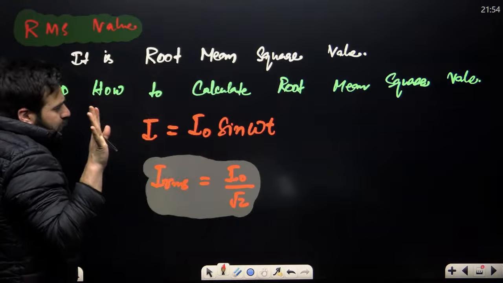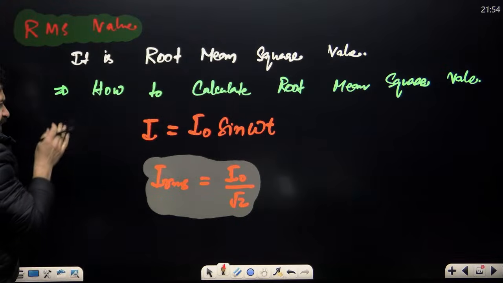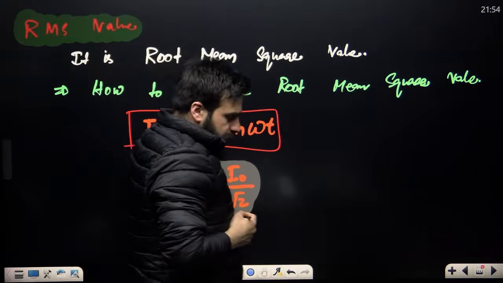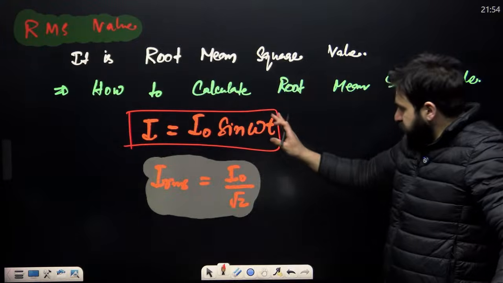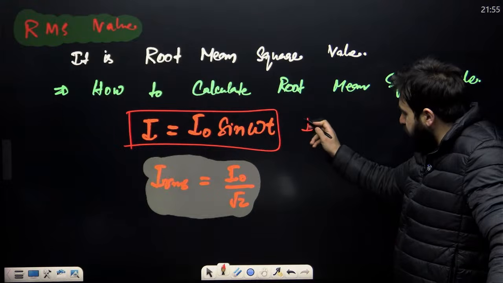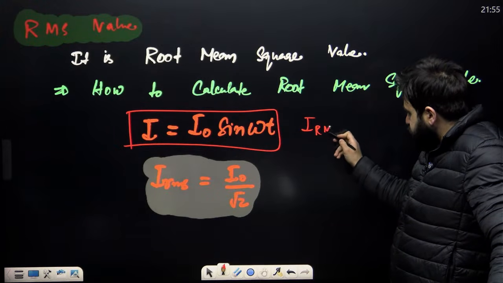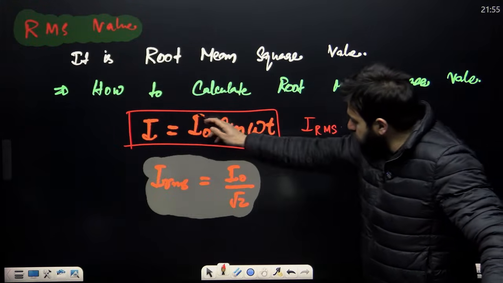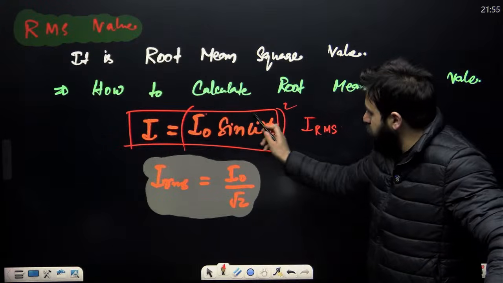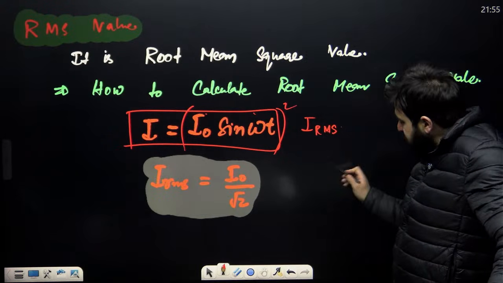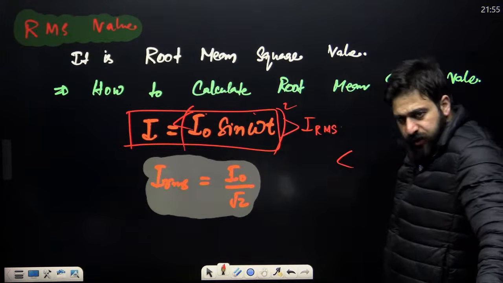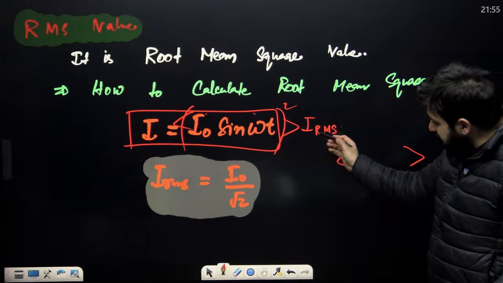Guys, directly I would want you to remember, whenever you have a quantity, let's suppose this is a sinusoidal current. If you have to find its RMS value, IRMS, first you do the squaring of this. Then you find the average. Average means you put the bracket. Then you apply the root.